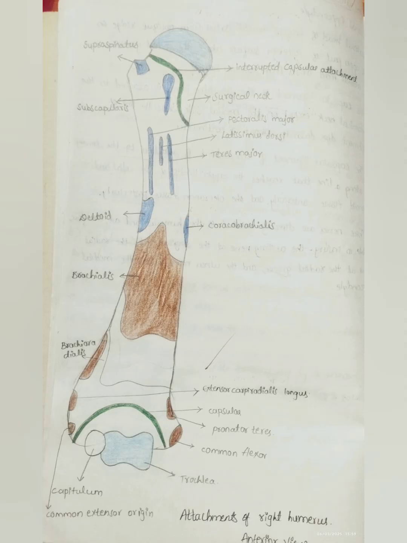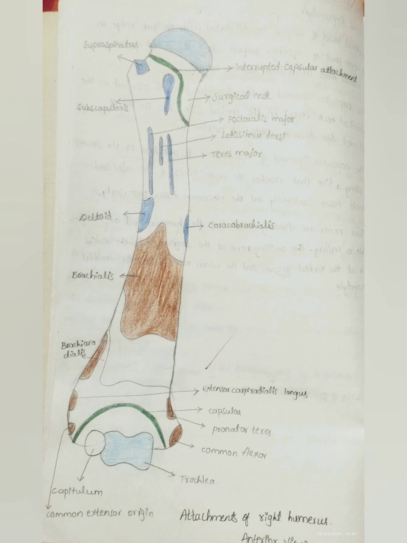Brachioradialis and extensor carpi radialis longus, these two arise from the lateral supracondylar region, and pronator teres and the superficial flexor muscles arise from the medial supracondylar region. The superficial flexor muscles originate from the anterior aspect of the medial epicondyle. This is also called the common flexor origin.